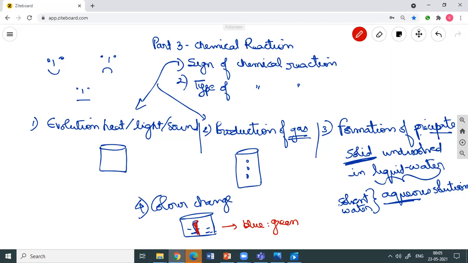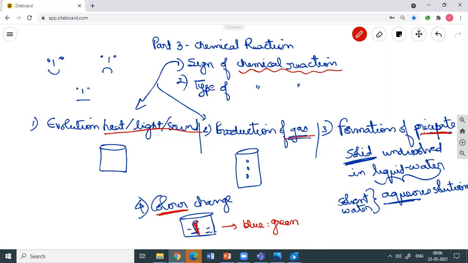So these are the four indicators which we have, children: evolution of heat, light, and sound, production of gas, formation of precipitate, and color change. With these indicators, we can very easily say that a chemical reaction is taking place.